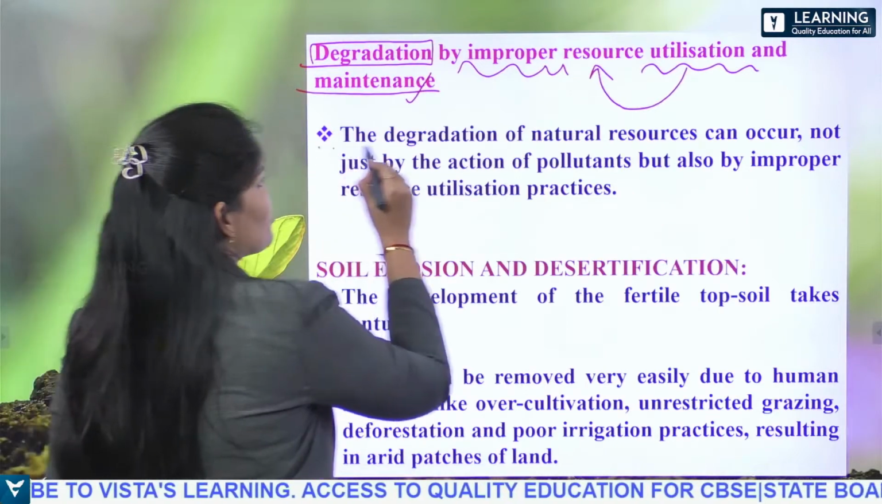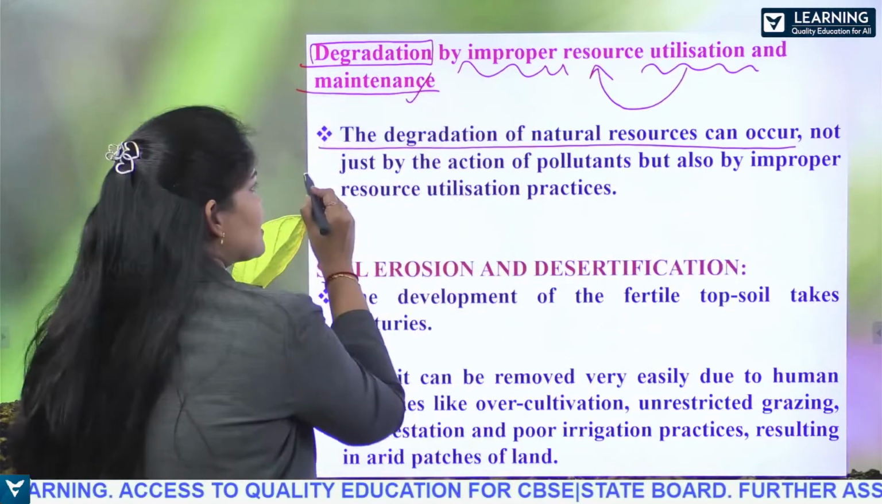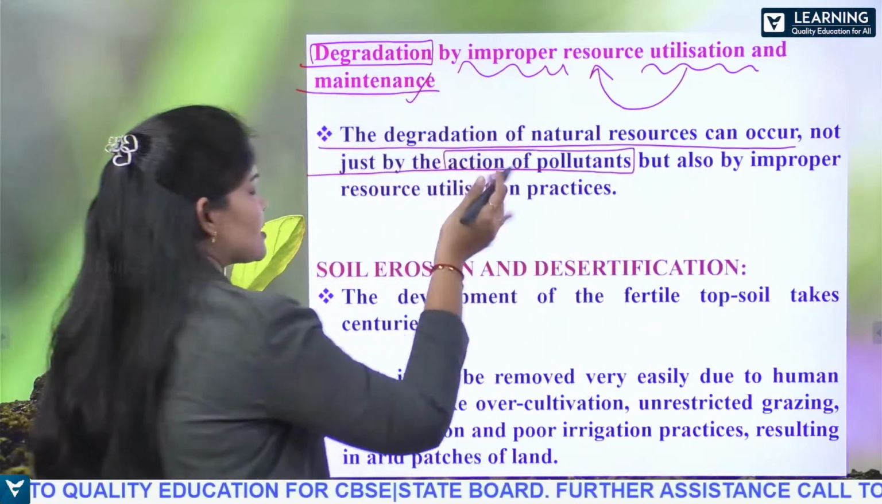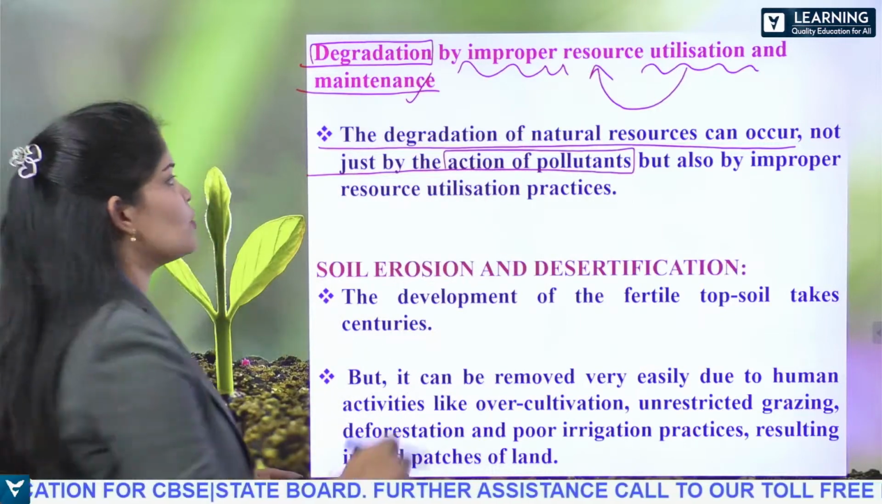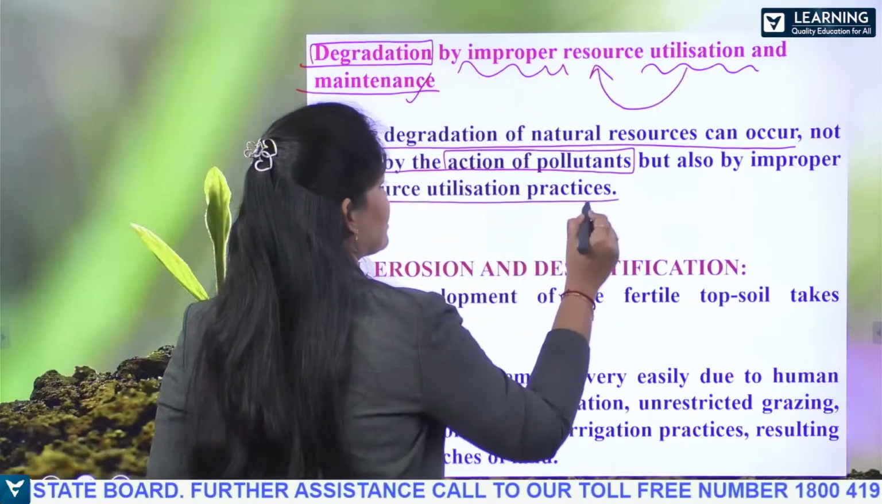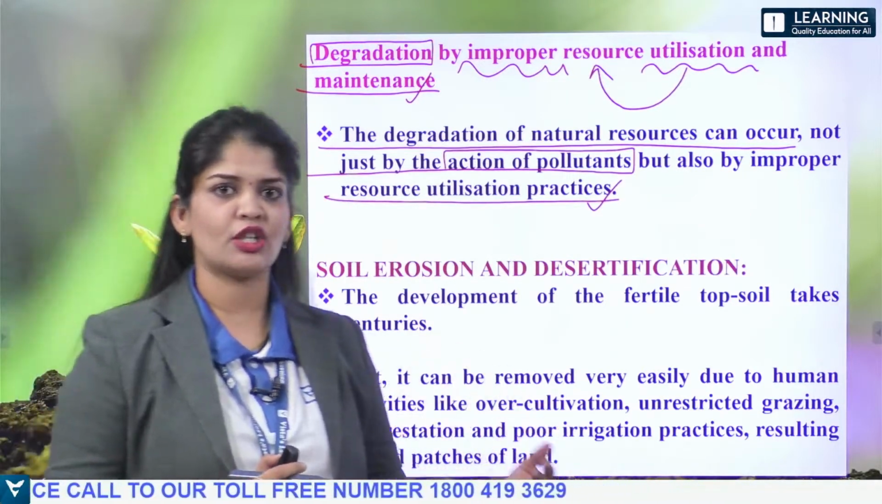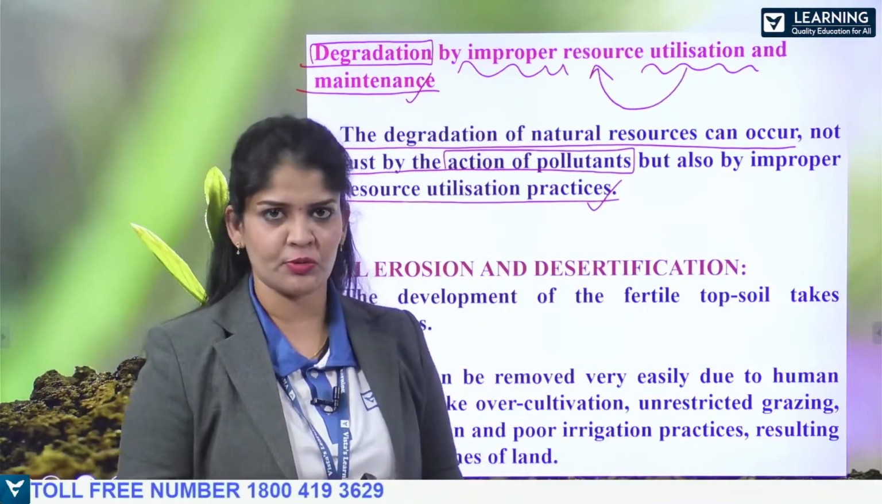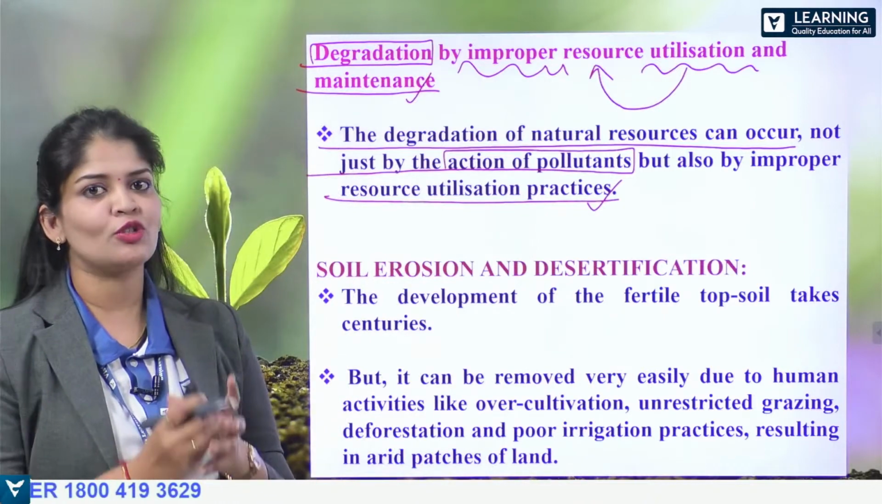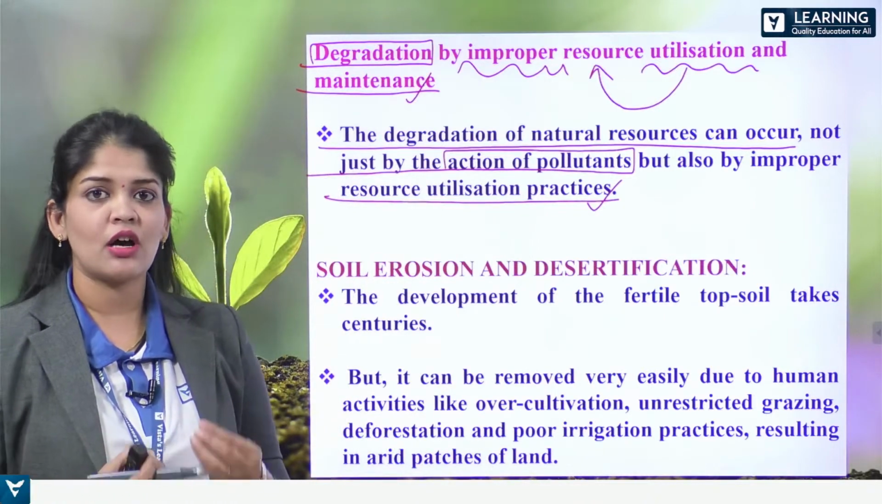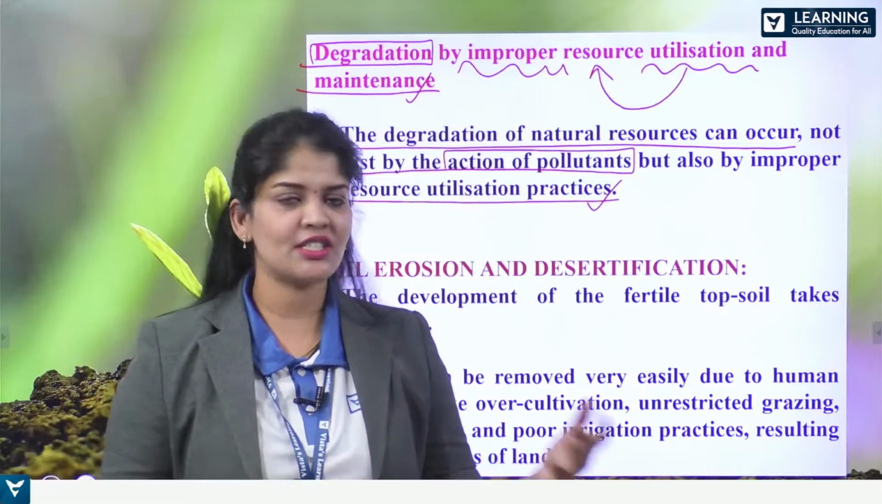The degradation of natural resources can occur not just by the action of pollutants, not just by causing pollution, but also by improper resource utilization and practices. We need to be aware of the proper way of utilization and the proper way of maintenance of our natural resources, because we have to preserve all the natural resources which are serving us for the next generation too, that too in a good condition.